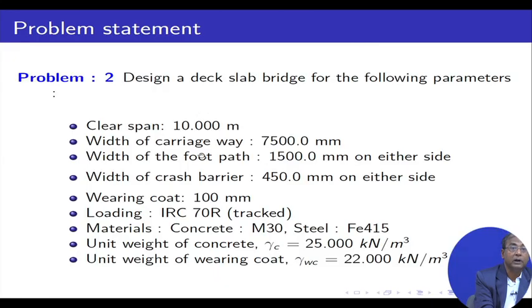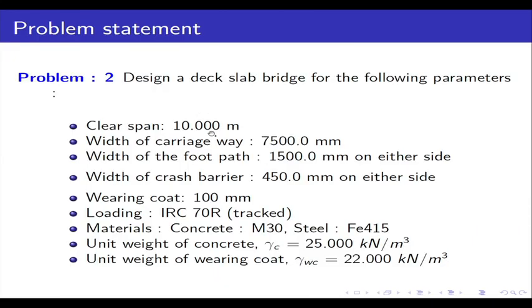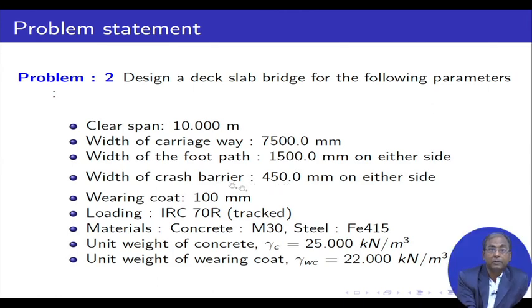So, now coming to this one. Let us see the clear span. Same problem we are doing, 10 meter, width of carriageway 7500 for double lane, width of the footpath we have taken as 1500 millimeter on either side, width of crash barrier at the bottom 450 millimeter, wearing coat 100 millimeter, IRC 70R loading. We have changed the grade of concrete to M30, steel Fe 415, unit weight earlier we took 24, now we have taken 25, wearing coat 22 kilonewton per meter cube. So, this is the data we are getting.